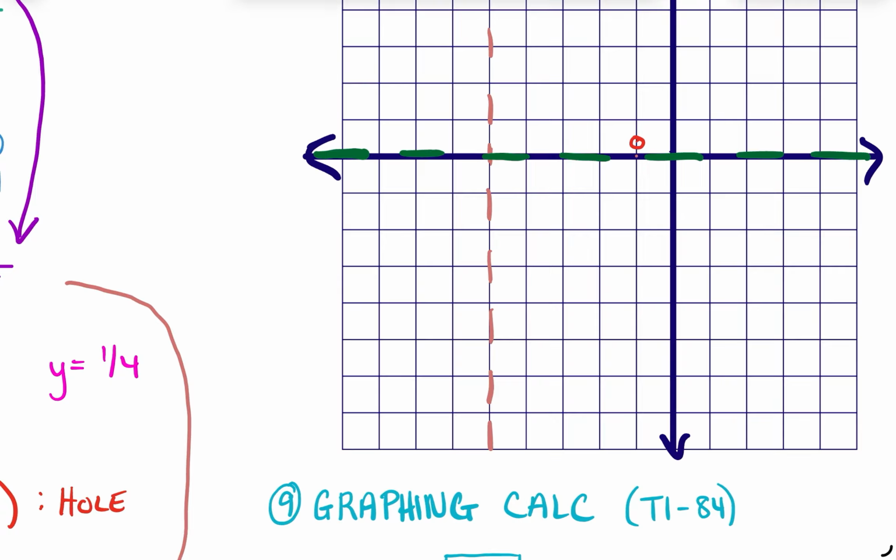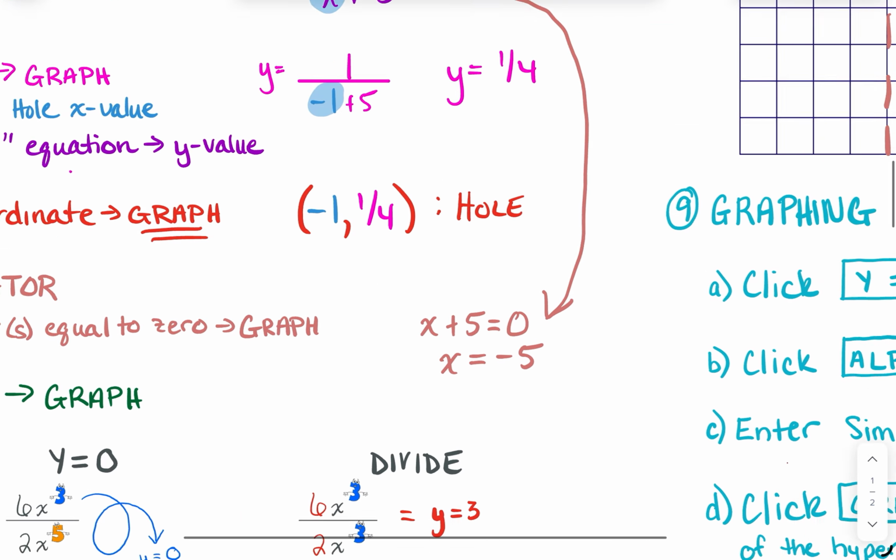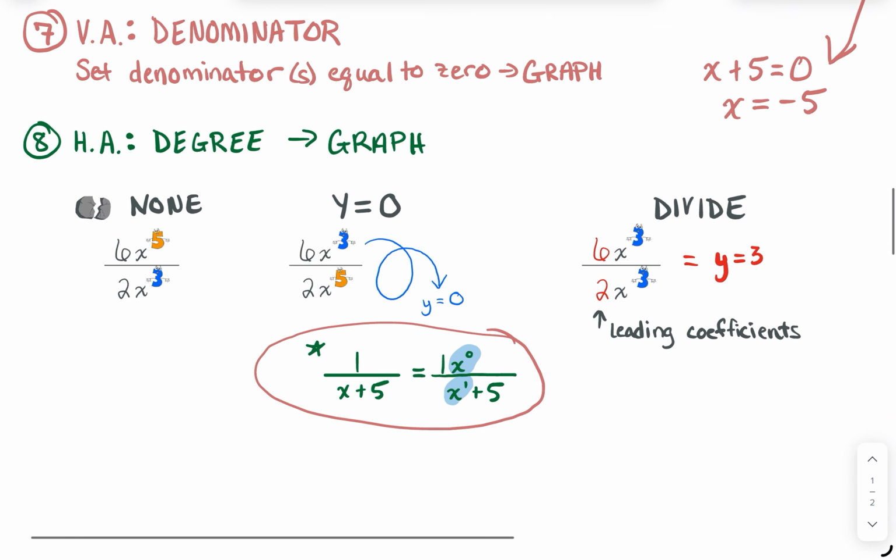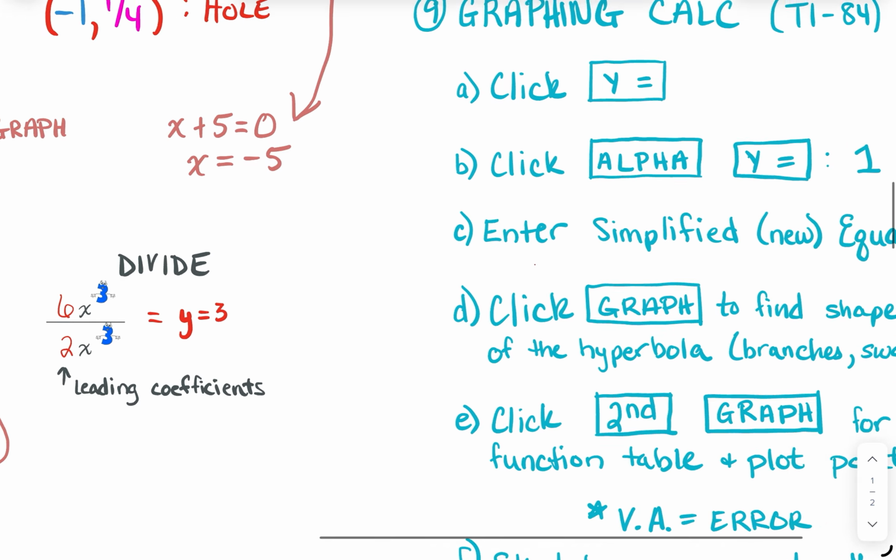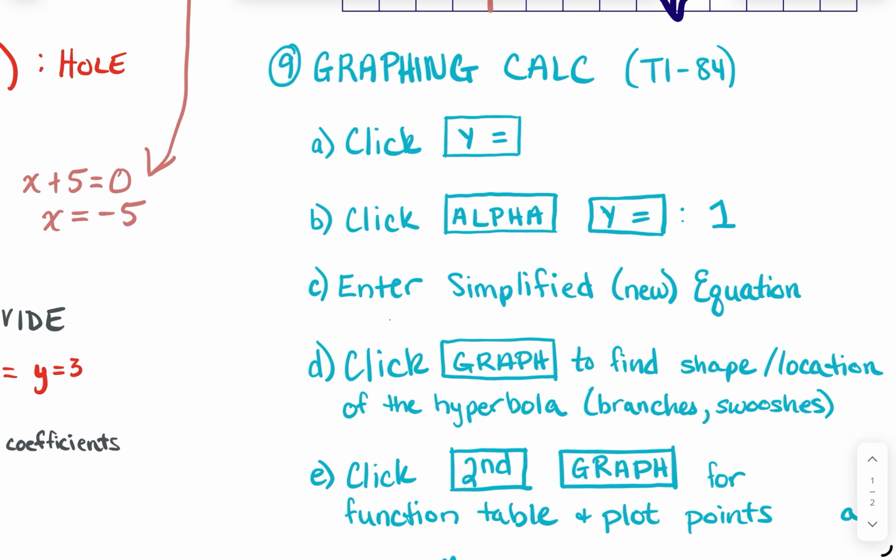Some teachers call them boomerangs, some people call them branches, swooshes, whatever your teacher uses, but they have the shape of a hyperbola. All right, so now what do we do after step 8? And again, if you need to, pause the video, write these down. We're going to open up our graphing calculator.